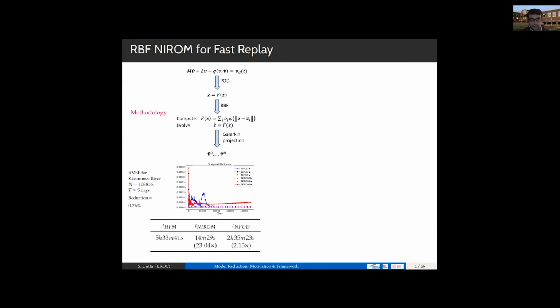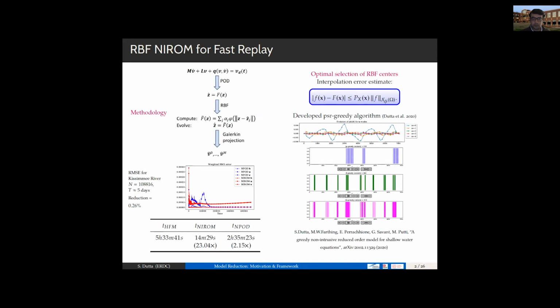So you can see the accuracy is pretty comparable to the benchmark that we can achieve in this case, but we are able to achieve a 23 times speed up with the non-intrusive model compared to the high fidelity model. This can be improved a little bit, and we are looking at ways to do that by finding an optimal distribution of the RBF interpolation centers.